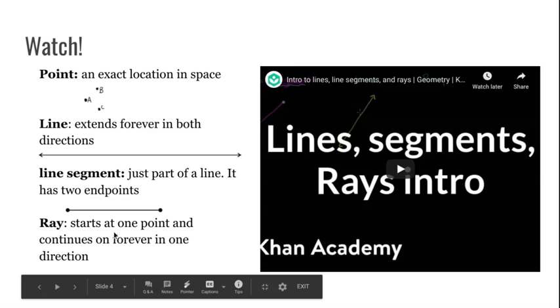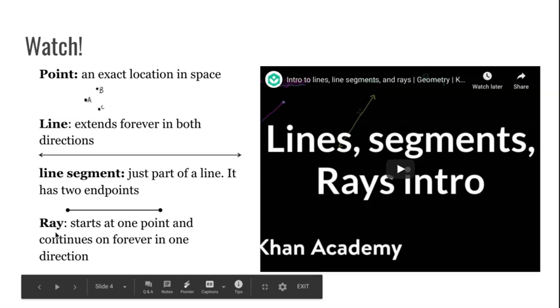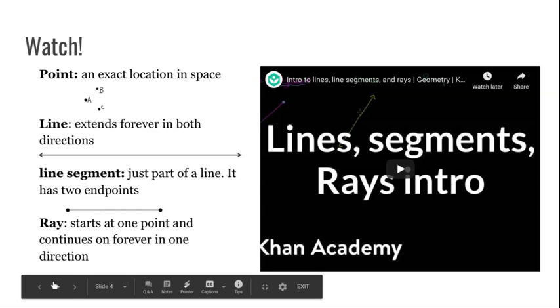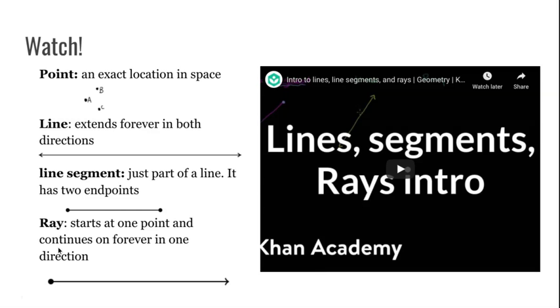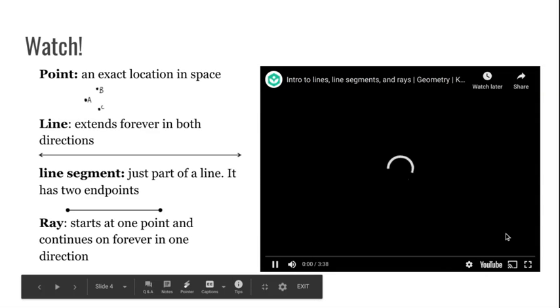And then we have a ray. A ray starts at one point and continues on forever in one direction. So the difference between a line segment and a ray: a line segment has two endpoints, okay? One endpoint, two endpoints. This line is just this. But a ray, as you can see over here, starts with a point, and then it goes on forever because it has this arrow. All right, let's see what this video says.